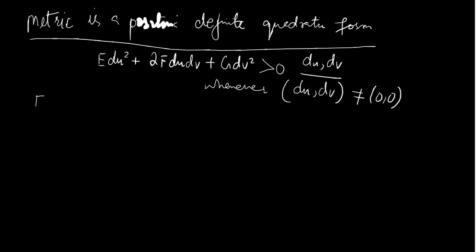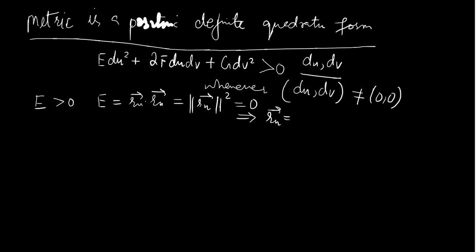Firstly, we notice that E must be strictly positive, because E is equal to Ru dotted with Ru, which is basically norm of Ru square. Now norm of anything is non-negative, so if I want to show that this is positive, I have to show that this cannot be 0. But this cannot be 0 because if it is equal to 0 it would imply that Ru is equal to 0, which would imply that Ru cross Rv is a null vector. Since we are assuming that our point is regular, this cannot be 0. But this also cannot be negative because it's a length. So I can divide by this number because this is a positive number.